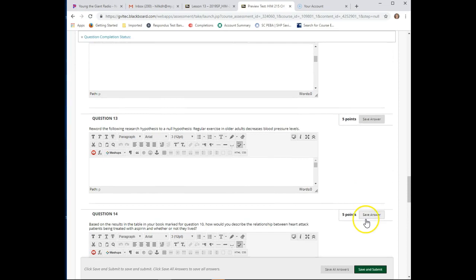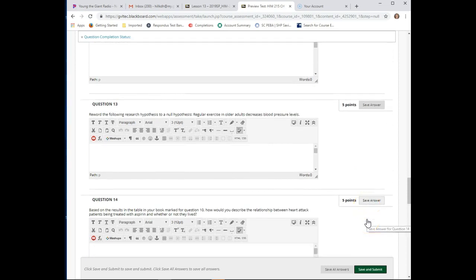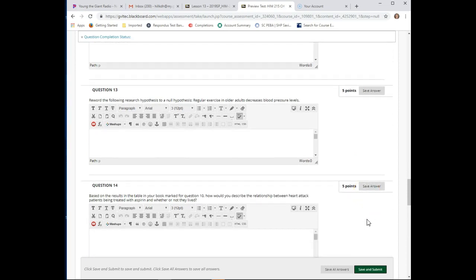All right. So question 9 in your book and question 13 on the review. Reword the following research hypothesis to a null hypothesis. Regular exercise in older adults decreases blood pressure levels. The null hypothesis would be, in older adults, there is no relationship between regular exercise and blood pressure levels.